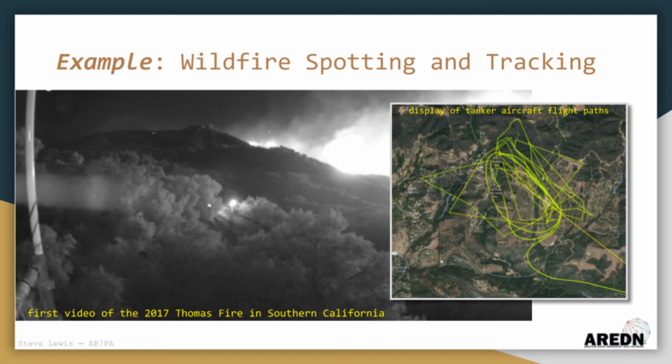The inset on the right is an image of the flight paths of tanker aircraft that were traversing the region. Flight data was captured using an ADS-B receiver and displayed from a Raspberry Pi computer on the AREDN network.